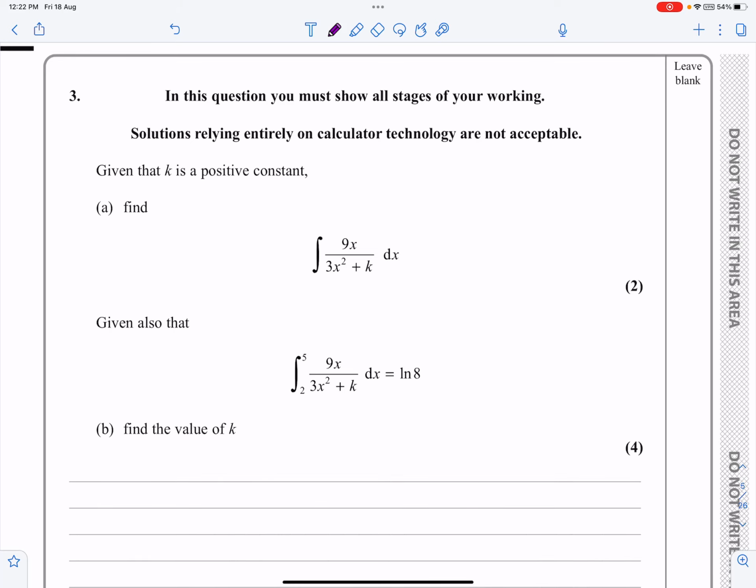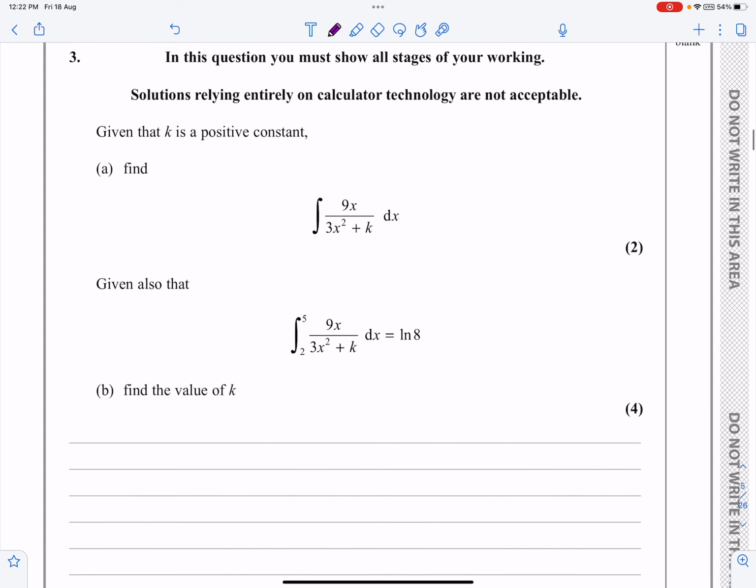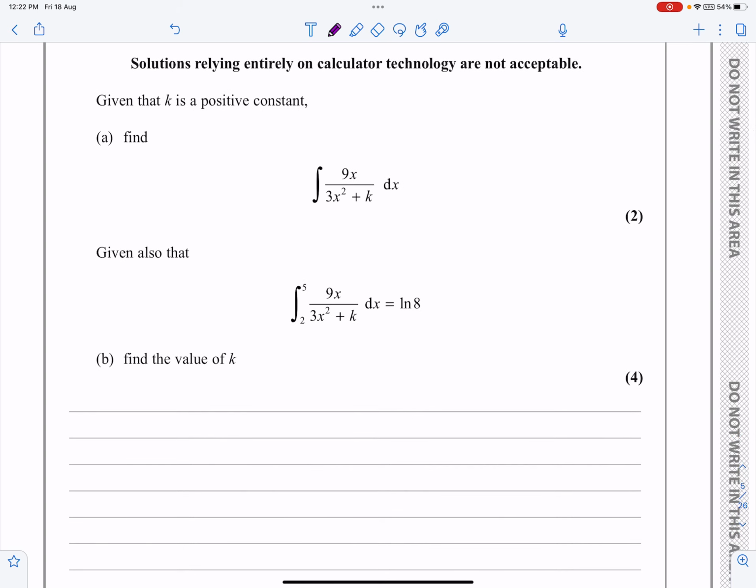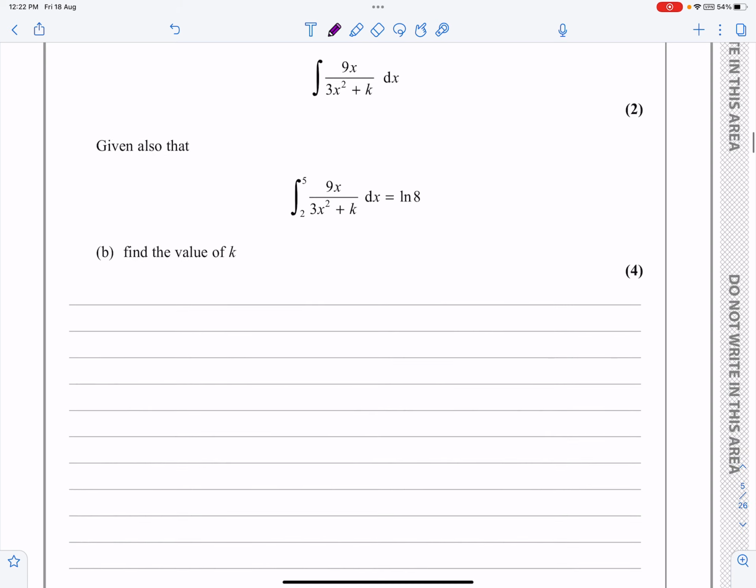Okay, this is the P3 paper from June 2022. It's question number 3. As we can see, this is an integration question. With our integration questions, pretty much the first thing that we check is, do we have either of these two scenarios, either f'(x) over f(x), or we can sometimes have f'(x) times some function of f(x). This g(f(x)) tends to be f(x) to the power of n, or whatever it is with that one.